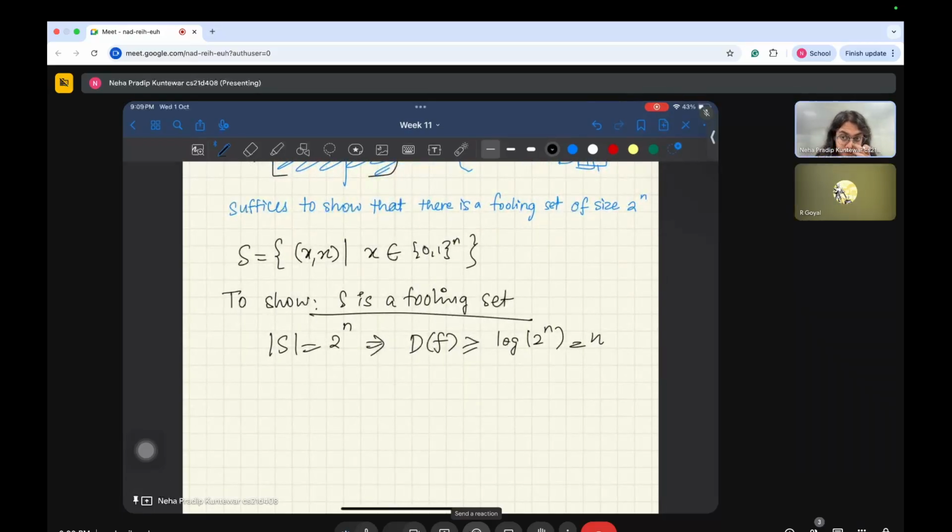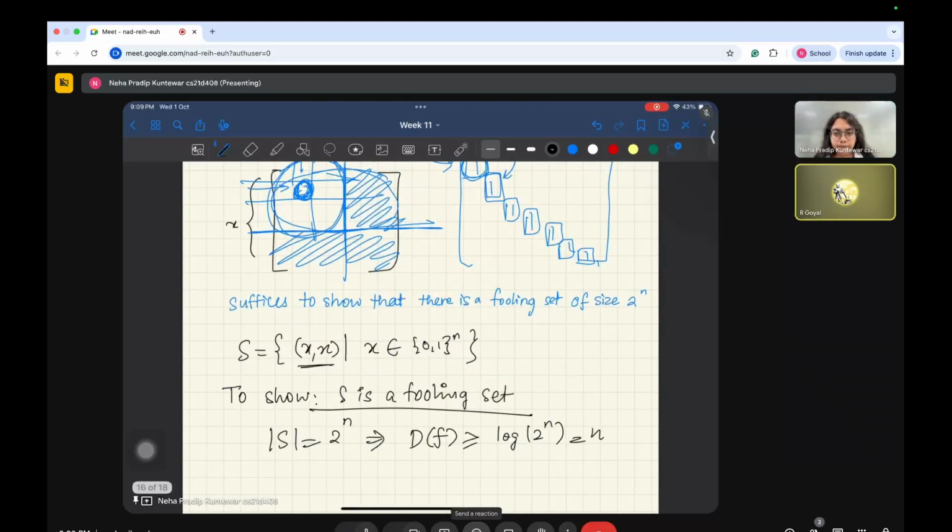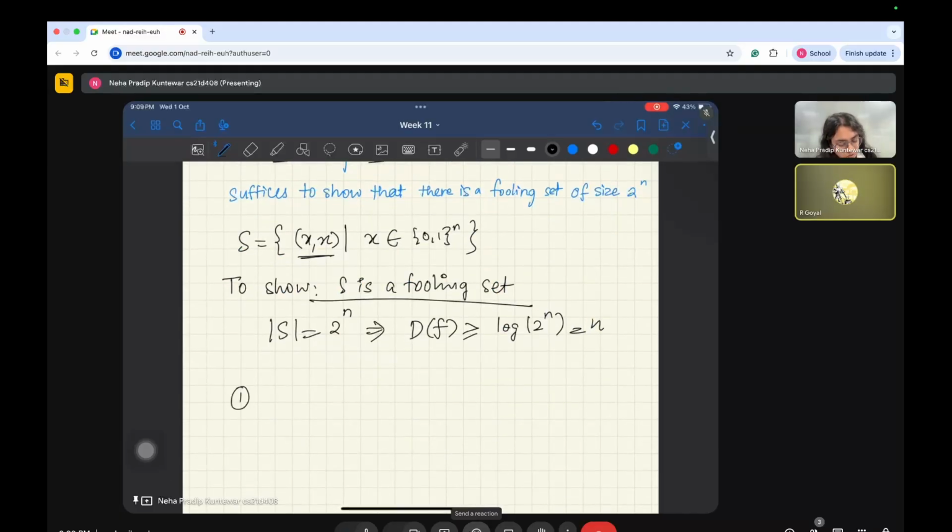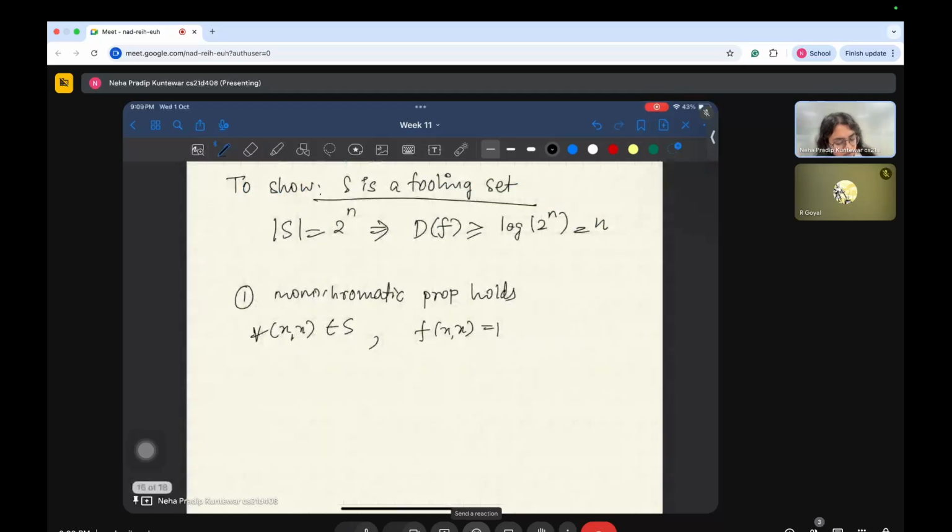So what would be the value of f of x comma x? When both the values are the same, it is 1. Since these are ones, the first property of the fooling sets is being followed. Exactly. Good. I'll just call it the monochromatic property. The property holds, that is, for all x comma x in S, f of x comma x is equal to 1. So the first thing is fine.